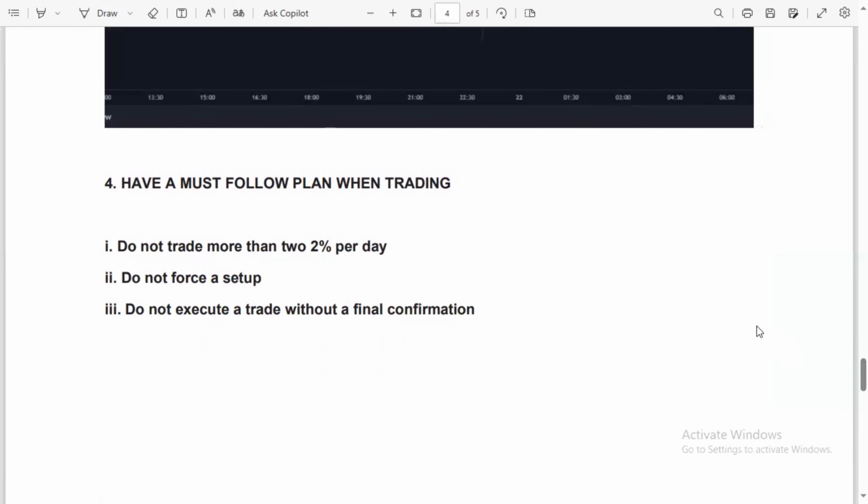Now, the last thing I'm going to be talking about is to have a must-follow plan when trading. You need to have this. This is very, very important. Do not trade more than 2% per day. If you have a loss of 2% of your account, you shouldn't be looking for more setups. Just take a day off, find something fun, read books, watch some videos, watch Netflix, right?